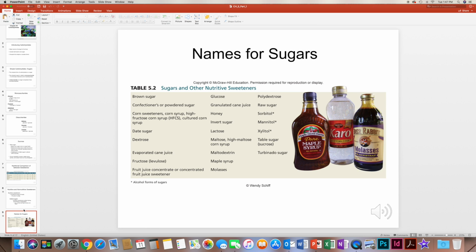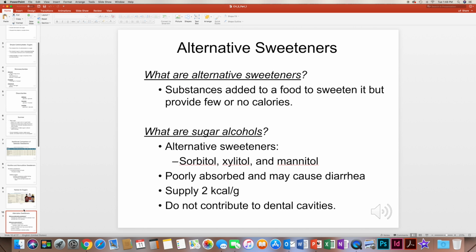There are different names for sugars you need to be aware of. We think of sugar and we think of only table sugar, but it can be brown sugar, confectioners or powdered sugar, corn sweetener, high fructose corn syrup, dextrose, fructose, lactose, maltodextrin, maple syrup, molasses, xylitol, sorbitol, and the list goes on and on. So view table 5.2 and learn the various types of sugars so that when you're looking at food labels and trying to determine the ingredient list, you'll understand that a lot of these names are disguised as sugar and you wouldn't even know it.